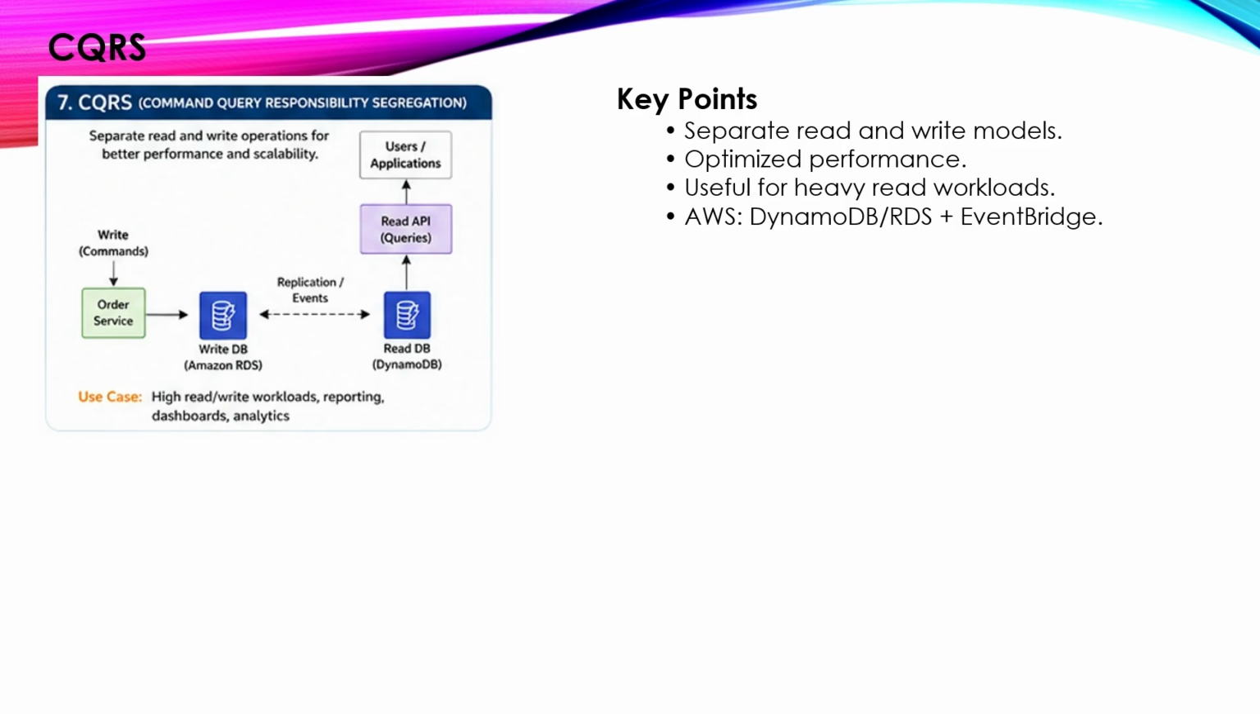That's where the CQRS architecture comes in. It separates read and write operations for better performance and scalability. So whenever anyone does a search query for a product, it will only read from a reader instance or read replicas. And when someone places an order and we want to do a write operation, there is a different write replica for it. So read and write workloads are different. Separate read and write models optimize the performance, useful for heavy read workloads. This way, the CQRS architecture pattern is used.